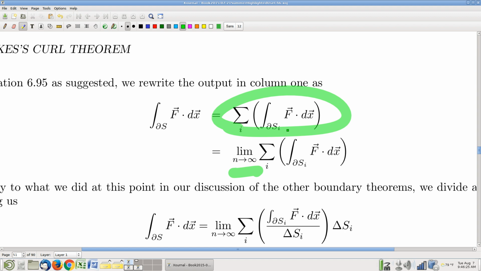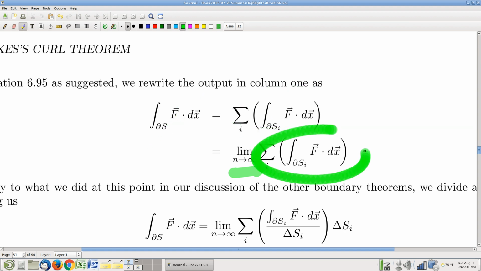Independent of n. It doesn't matter how many pieces you slice this up into. It's always equal to the same value. Therefore, what we're talking about here is a limit of a constant, and a limit of a constant is that constant, so that we can put the limit in for free.